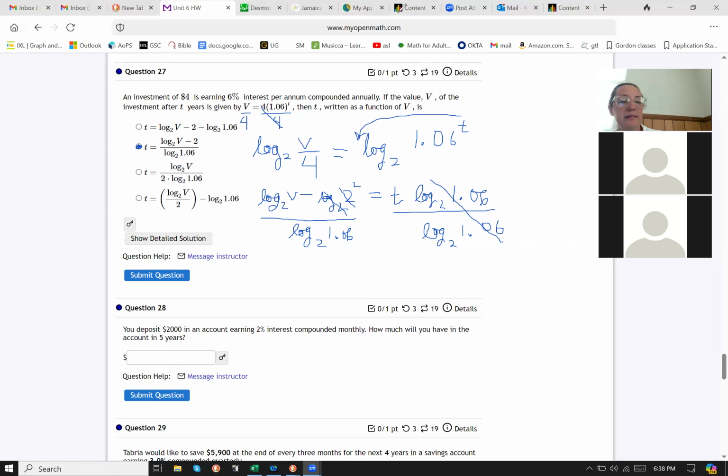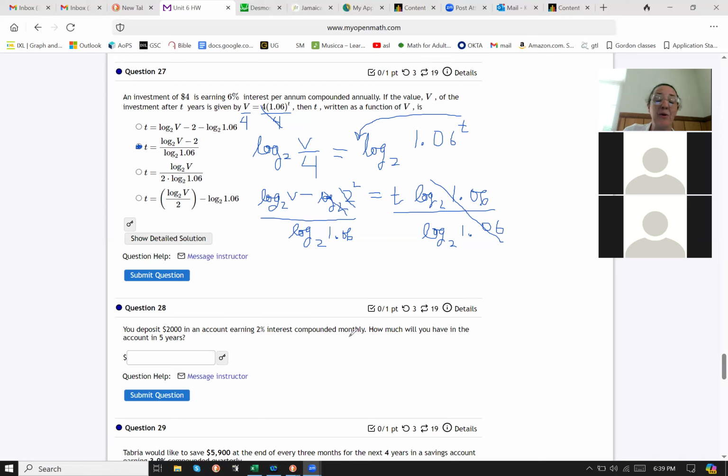All right, the next problem that we want to work is number 28. You deposit $2,000 in an account earning 2% interest compounded monthly. How much will you have in the account in 5 years? So if you look at your list of formulas from the chapter 6 formulas, it's found in Blackboard, start here. This is going to be a future amount question using the compound interest formula. And there's a big clue there. It tells us it's compounded monthly.